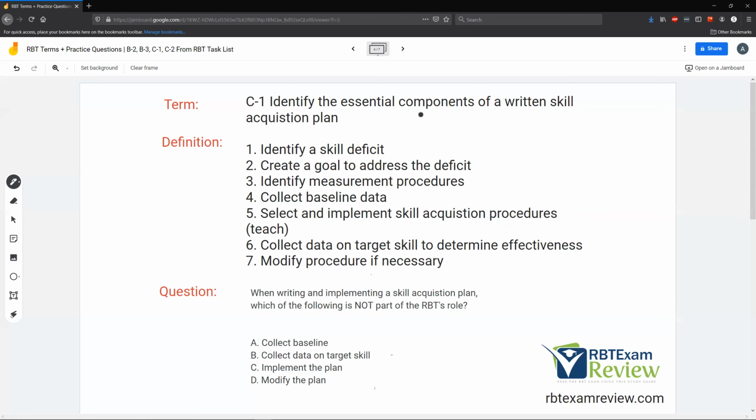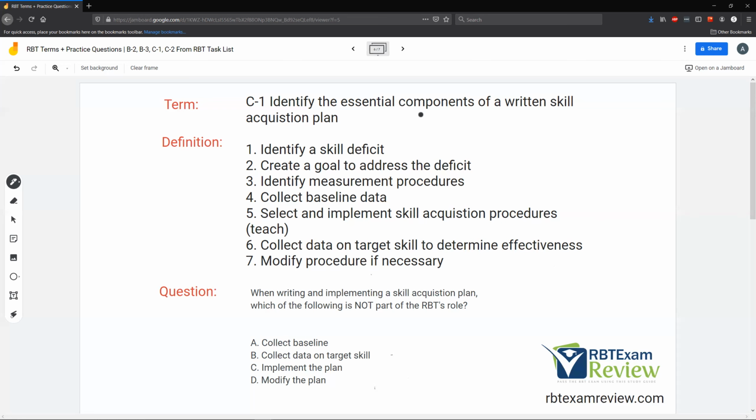The best way to do it is to go through these steps with a skill in mind. So for example, number one, identify a skill deficit. Let's say our skill deficit is shoe tying. So first we would say, our skill deficit is shoe tying. Two, create a goal to address the deficit. So our goal would be: client independently ties shoes within 6 months.